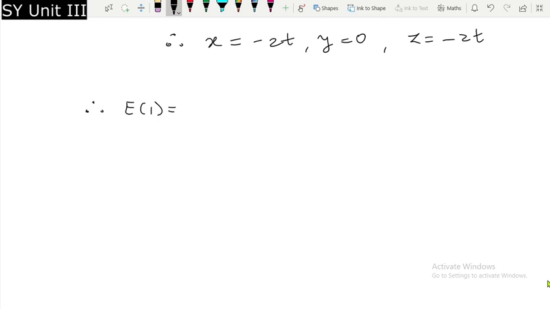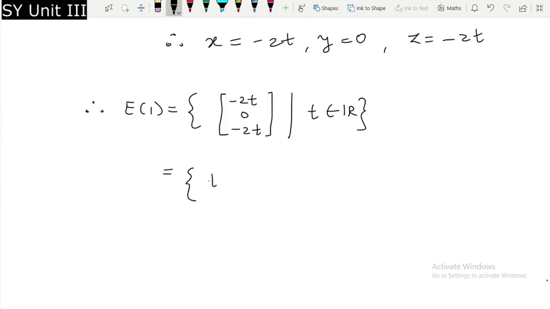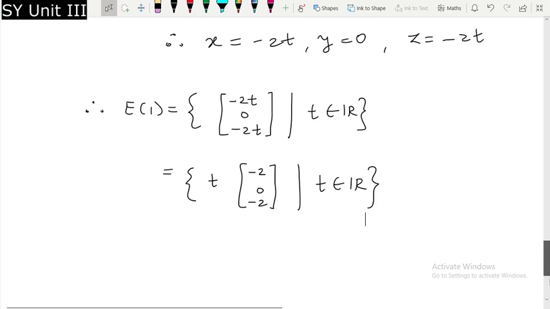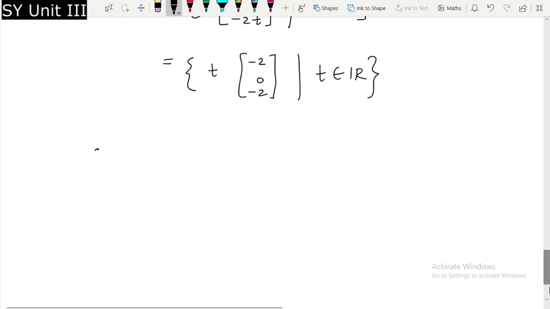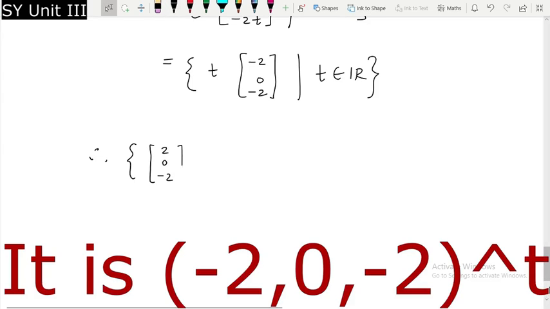Therefore, what is our eigenspace in this case? So it is minus 2t, y is 0, and z is again minus 2t, such that this t belongs to R. Which is further equal to, take this t out, so what will you be left with inside? Minus 2, 0 and minus 2, such that t belongs to R. So we got the basis of the eigenspace. So what is the basis of the eigenspace? Therefore the set {(2, 0, minus 2)} is a basis of E of 1.